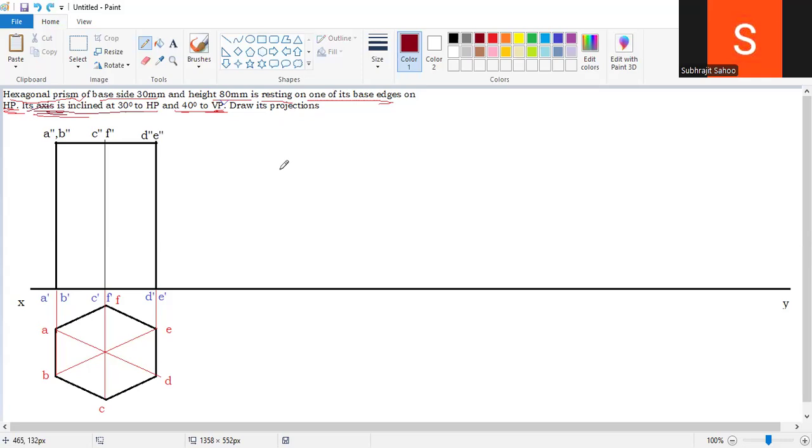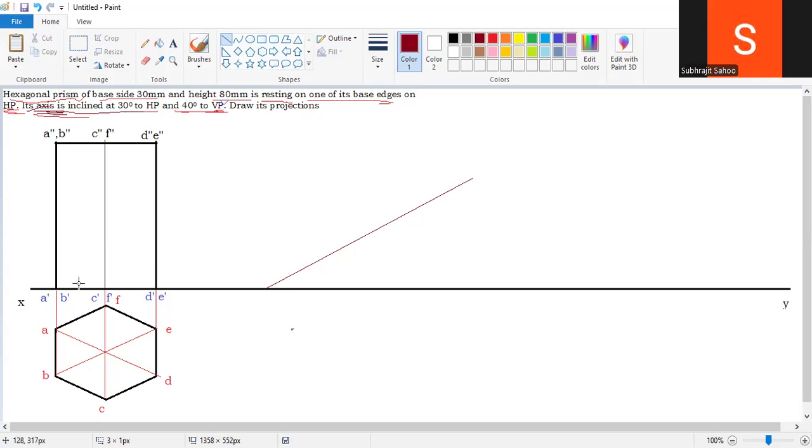How to draw this one? First you draw the axis at a 30 degree angle. I'm taking any point here, and I'm drawing 30 degrees. It looks like 30 degrees or not? By protractor you have to measure and draw. 30 degrees I'm doing. So what is the next step?